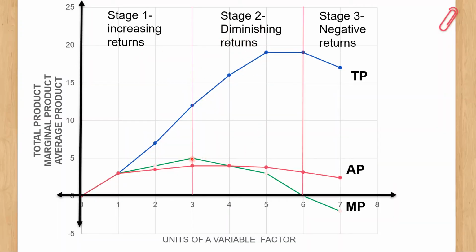As we said, stage 2 starts when MP is at its maximum point and ends when MP is equal to 0. MP is equal to 0 when TP is at its highest, that is, total product is at its highest point. In the beginning of the stage, marginal product cuts the average product curve from above at the highest point of the average curve. Later on, after this, average product becomes greater than marginal product. However, both are on the decline because total product is increasing, however, at a decreasing rate.